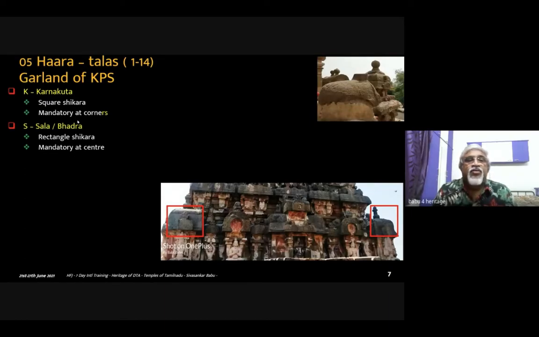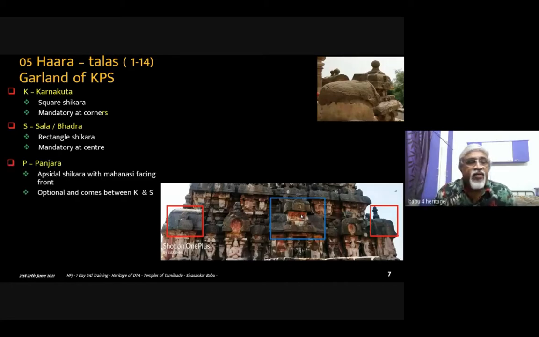The next type of mini temple is called Sala. This is the wagon roof type of a rectangular thing. If it is normally there, it is called Sala, and when it is projected, it is Bhadrasala. And in the center row, it is normally Sala only, and we won't find any other component. So in the corner, it is always Karnakuta. In the center, it is always Sala.